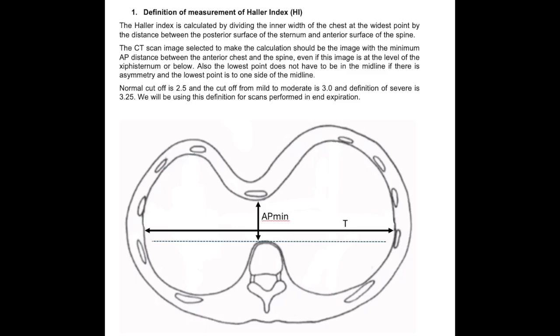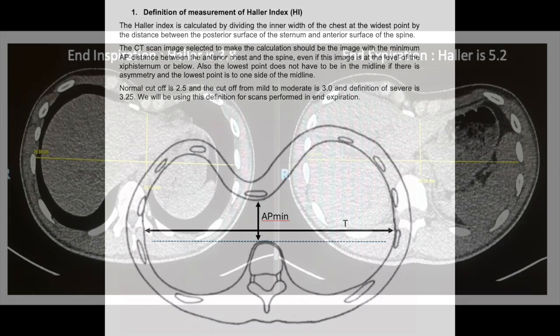It doesn't have to be underneath the xiphoid sternum or sternum. It can be cartilage or soft tissue, and it's from the very lowest point to the point parallel to the front of the vertebral body. Sometimes it won't be directly over the vertebral body, it'll be to the side, so draw a horizontal line on the front of the vertebral body to make sure that you can do a vertical line down to measure this. And then the calculation is simply T over AP min.